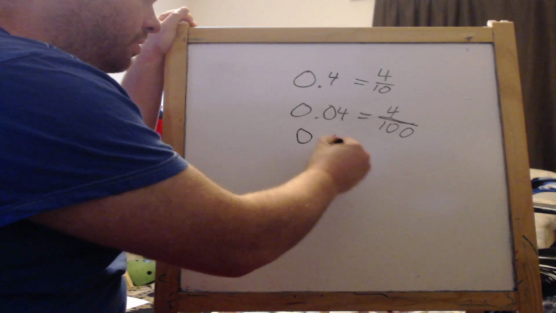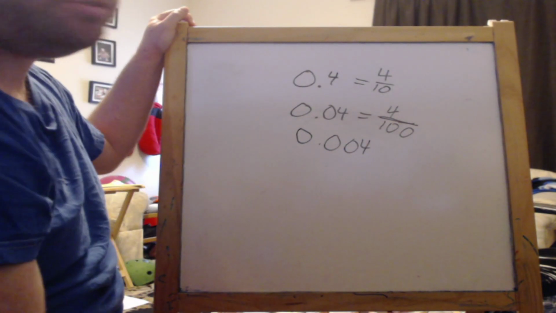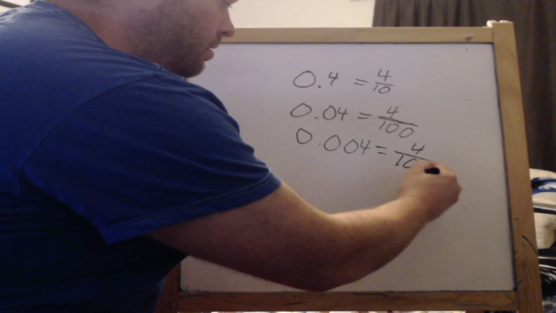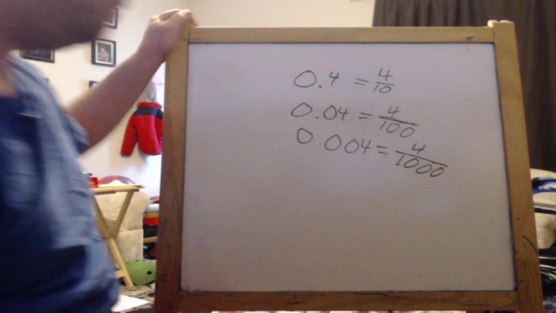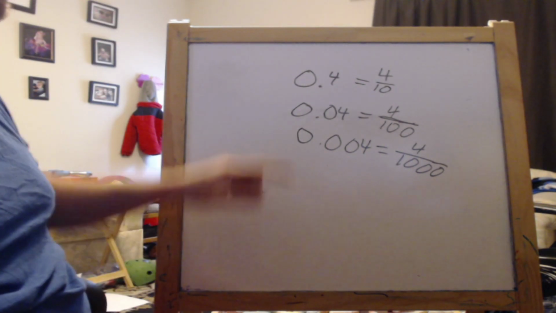And I know that the 4 now is in the thousandths place, so this equals 4 over 1,000, or 4 thousandths as a fraction.